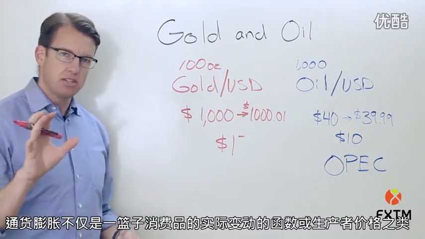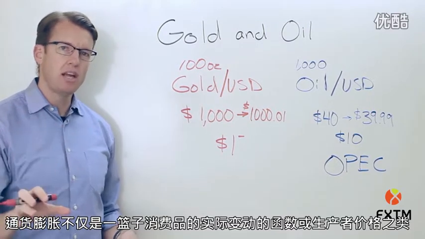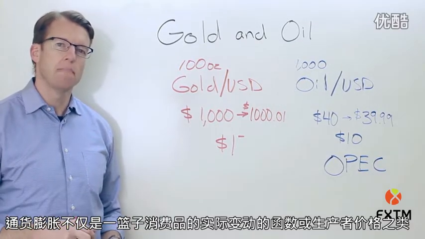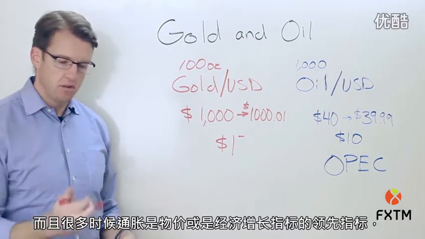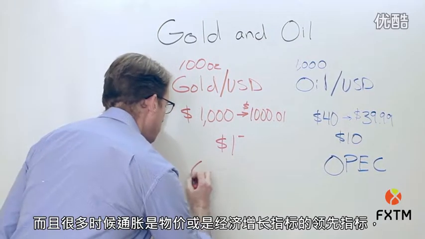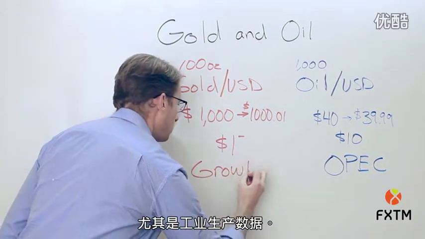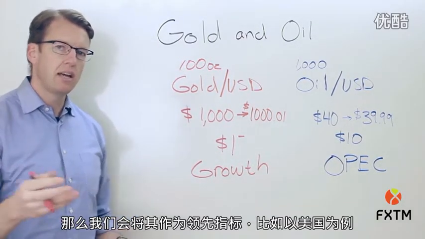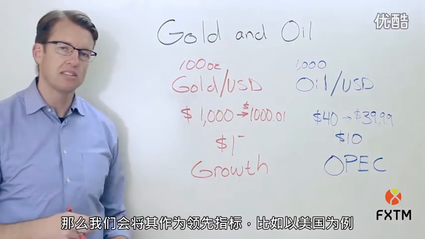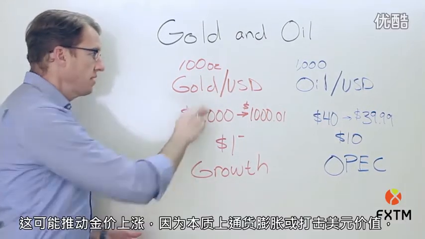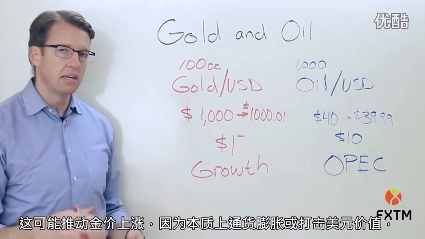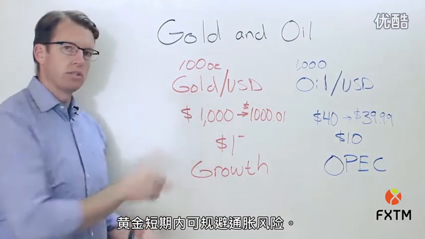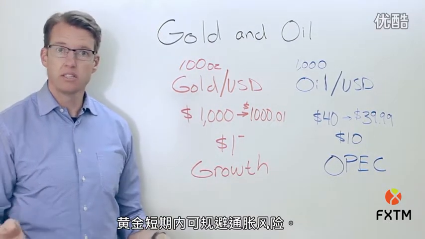Now, inflation is not just a function of what is the actual change in, let's say, a basket of consumer goods or producer price inflation or something like that. But oftentimes a leading indicator for inflation are economic growth indicators, in particular, industrial production numbers. If industrial production numbers are going up, then we look at that as a leading indicator that inflation, for example, in the United States, is also going to go up. That may increase the value of gold because intrinsically it may hurt the value of the dollar a little bit. And of course, gold is a short-term safe haven against the risks of inflation.